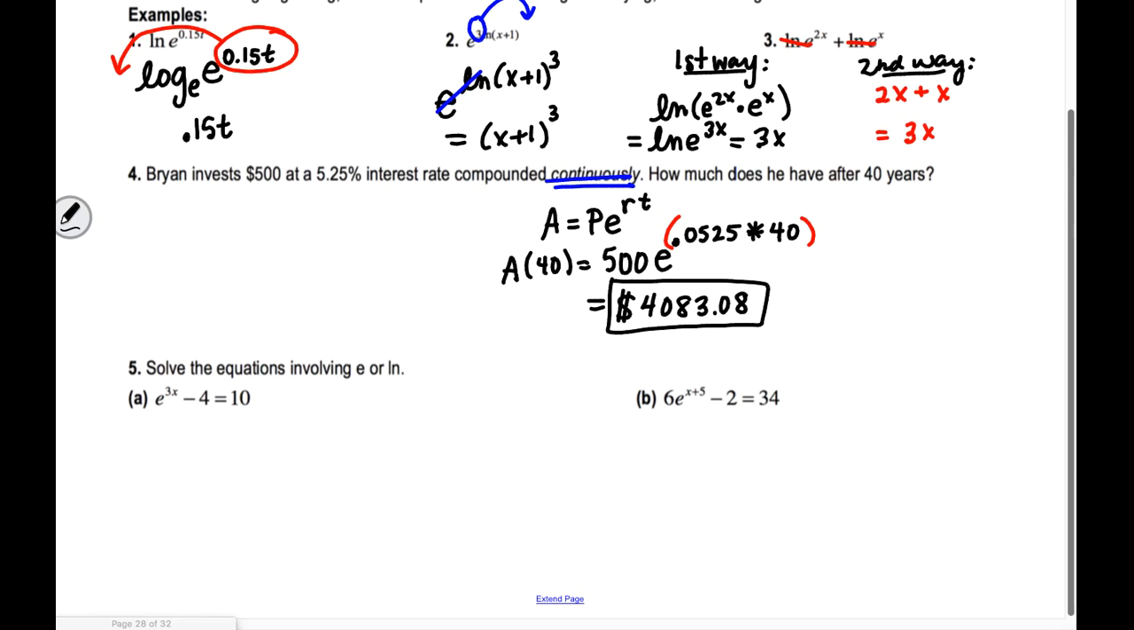All right. So if I have e to the 3x minus 4 equals 10. So let's try to solve some equations. So e to the 3x minus 4 equals 10. What do you think we do first? Add the 4 over. So I get e to the 3x equals 14.